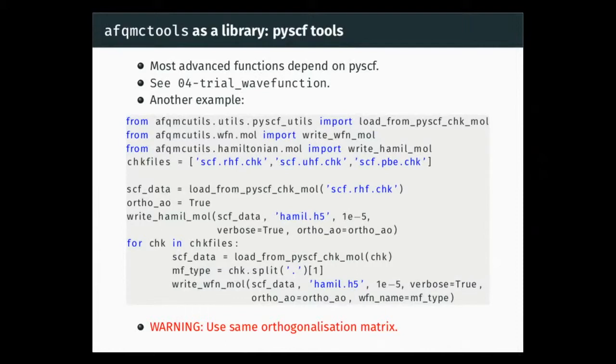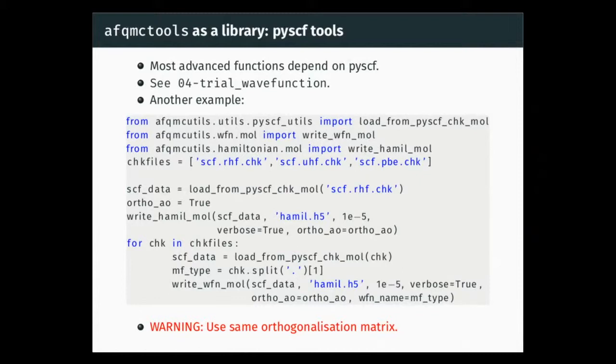If you have a more complicated workflow, you can use PySCF tools as a library. The 4th example goes through this in a bit more detail. I just cooked up some example here, like Anwar was saying earlier on, if you wanted to check different trial wave functions, and say you had run RHF, UHF, and TBE SCF calculations. Now what you could do is generate a single Hamiltonian in a common basis set. We use an orthogonalized AO basis set.